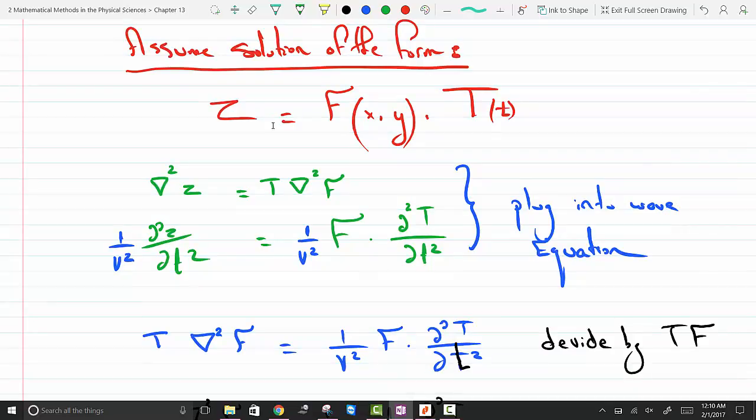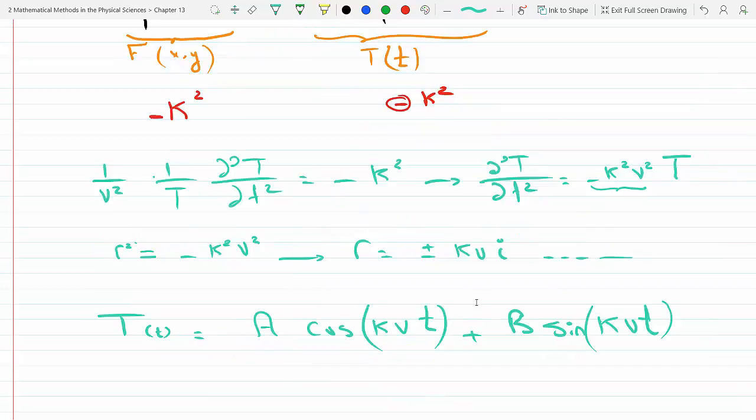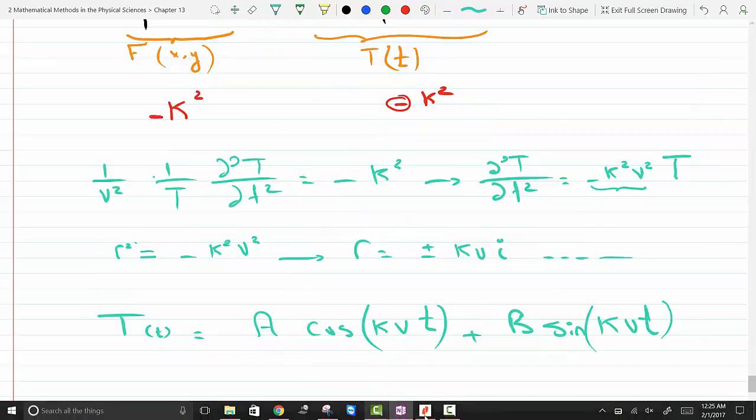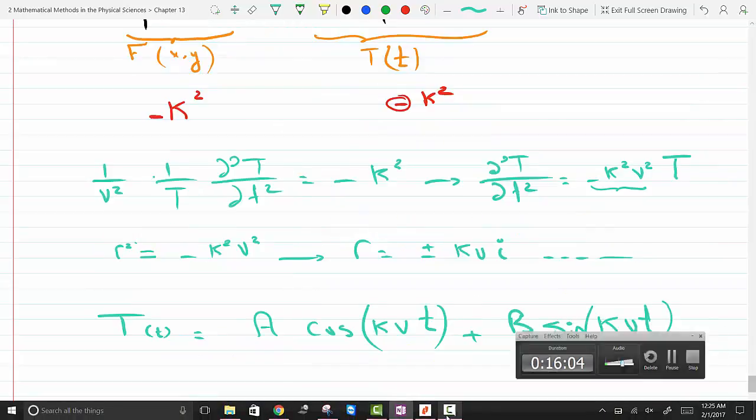This guy doesn't get affected, he remains an f. This becomes the second derivative of T with respect to t, and the left hand side d squared z over dt squared. And then I divided both sides by z squared, because f doesn't have a t component.